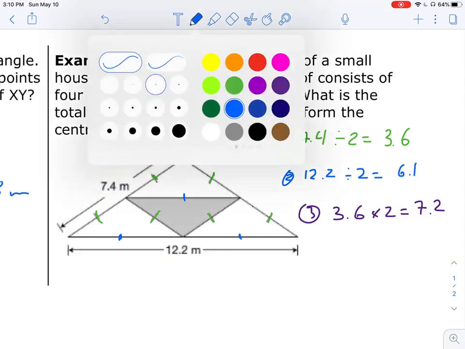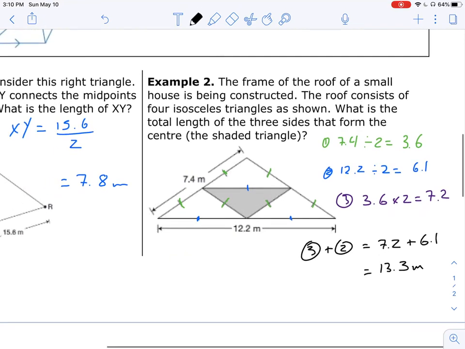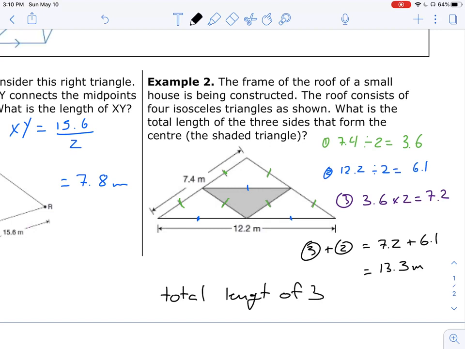So I'm simply going to add them together in black. So I go step 3 plus step 2, which is going to give me 7.2 plus 6.1, which gives me a value of 13.3 meters. So the perimeter, or the total length of the 3 sides, is 13.3 meters, just like that, right?